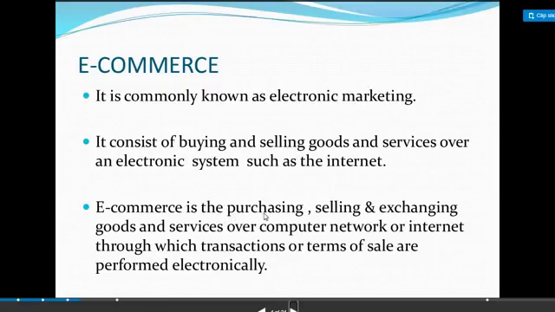Other definition: it is purchasing, selling and exchanging goods and services over a computer network or internet, through which transactions or terms of sales are performed electronically.